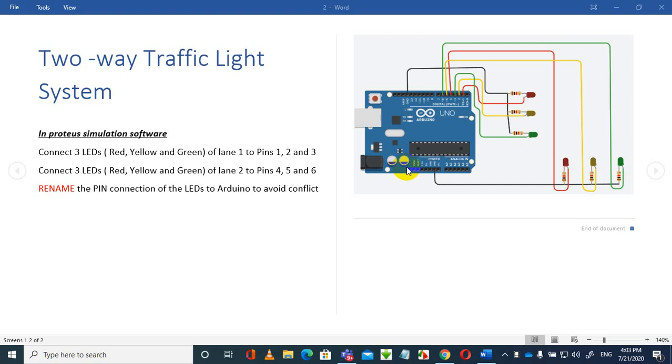In Proteus, after you implement the one-way traffic light system, add 3 more LED lights, red, yellow and green, so that one set of lights is for the first lane, another set of lights for the second lane, and you need to rename the pin connection to avoid conflict. So this is the block diagram of the two-lane system, and let's simulate the system in Proteus.